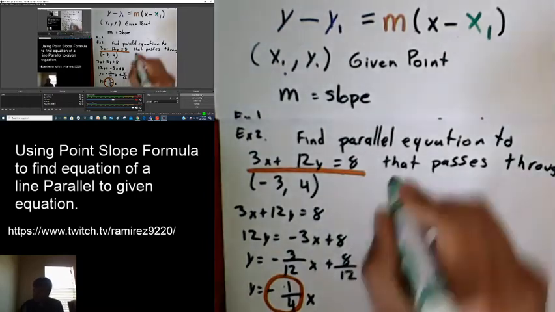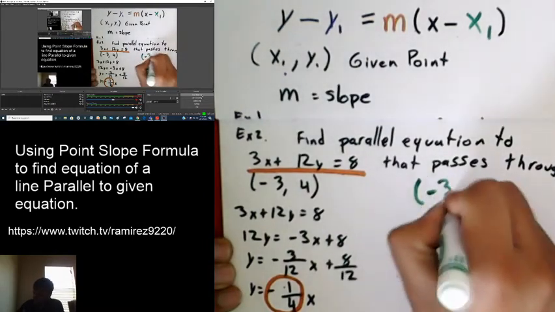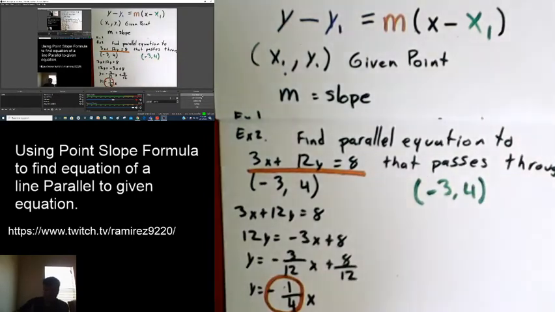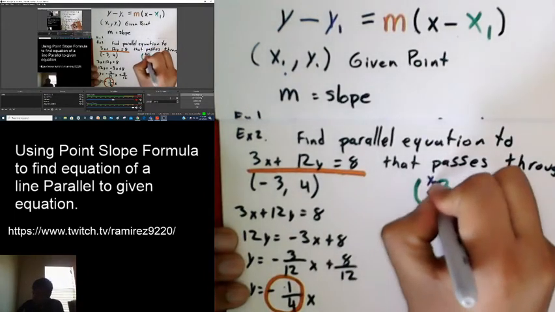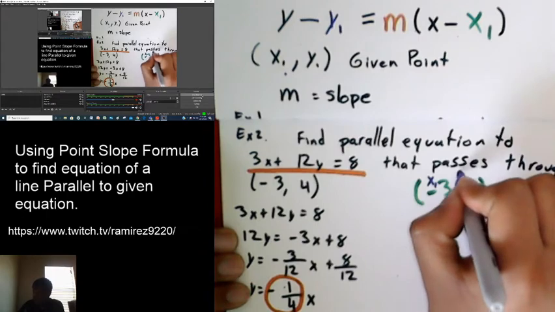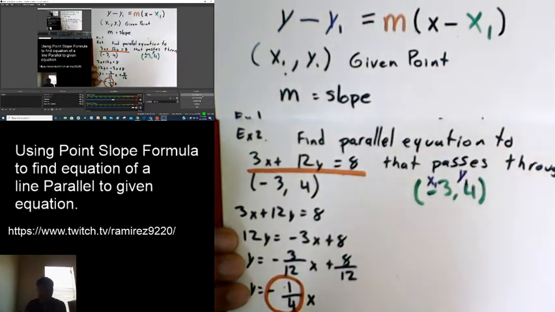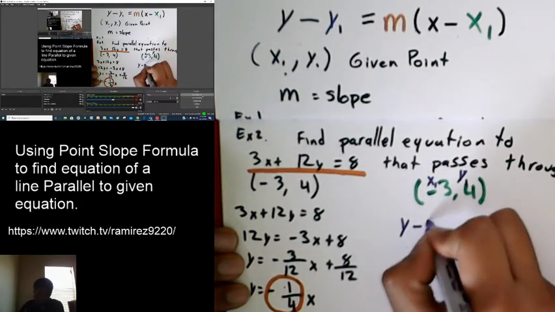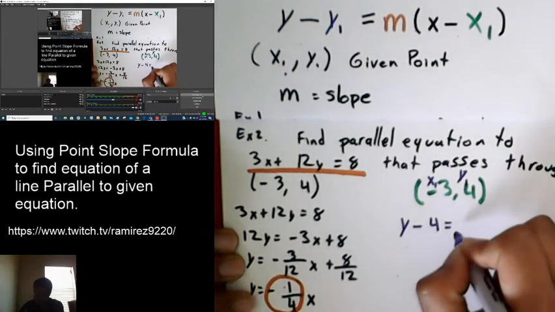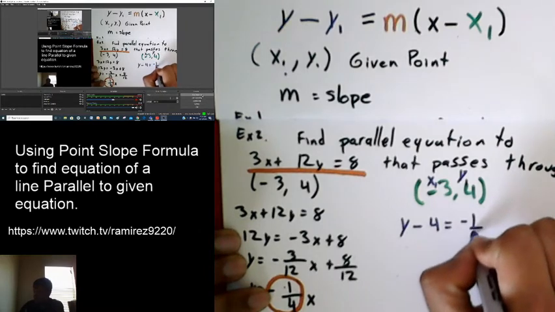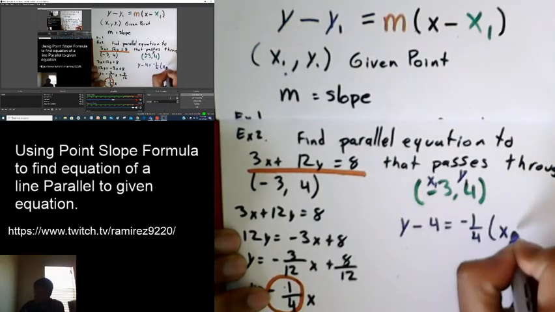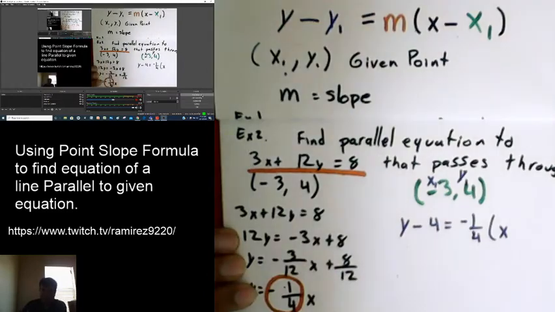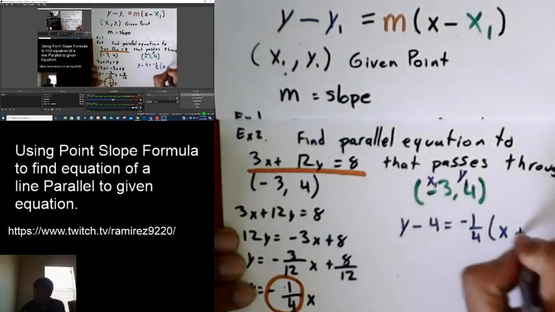Well, they gave us a point, right? They gave us this negative 3 and 4. Again, the first number represents our x1, and the second number represents our y1. And now we just have to plug it in. So it looks like y minus y1, so y minus 4 is equal to our slope, negative 1/4, x minus x1. But remember, a minus and negative just becomes a positive.